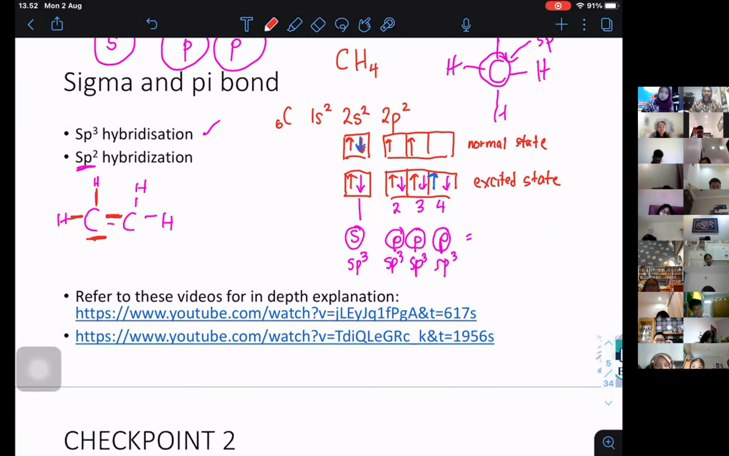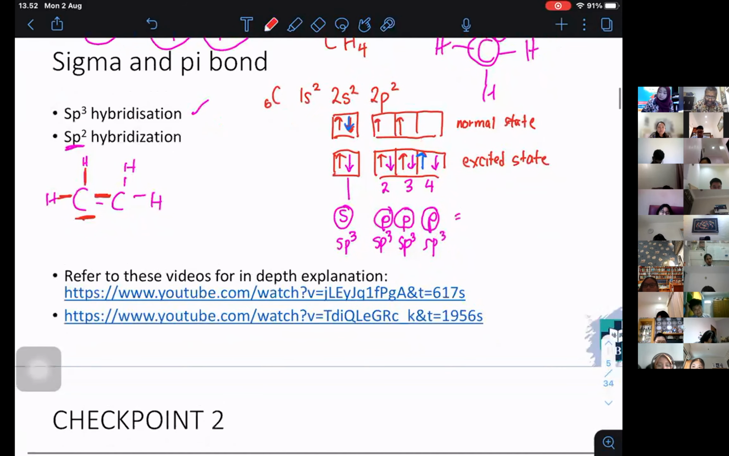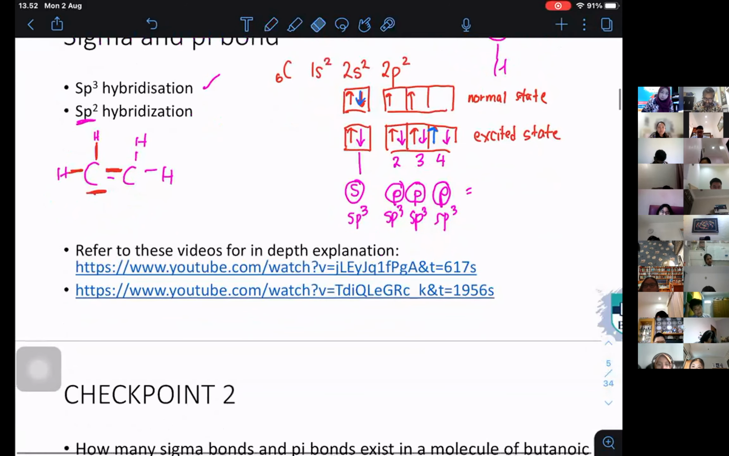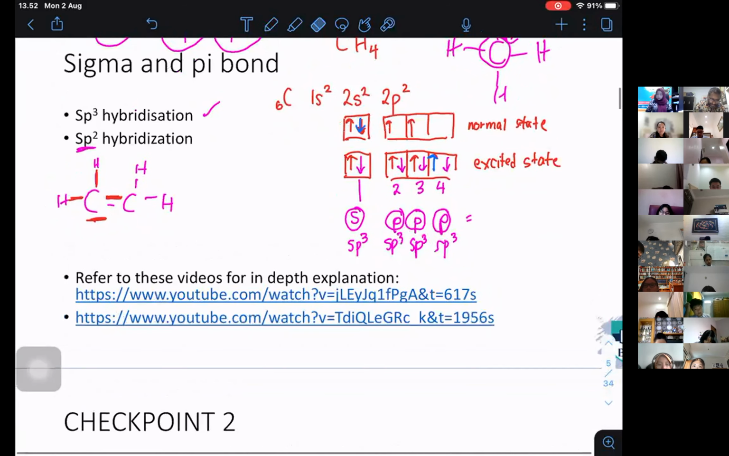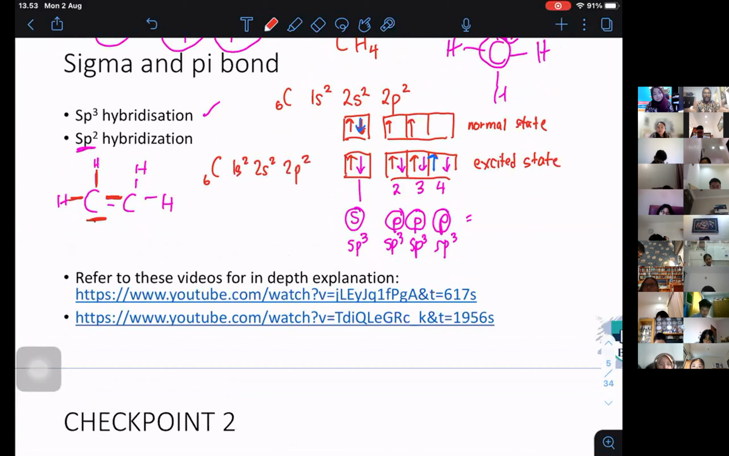For the electrons, what you need is similar. I'll just write down here: carbon, let's say carbon 6, 1s2, 2s2, 2p2. They are under the normal state. They are not ready, but now they want to get ready. So when they get ready, it is the same. You will have one electron come over here, something similar to what happened just now under the excited state.